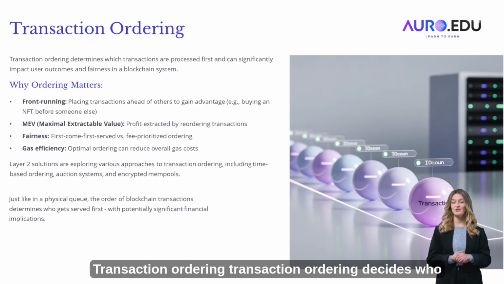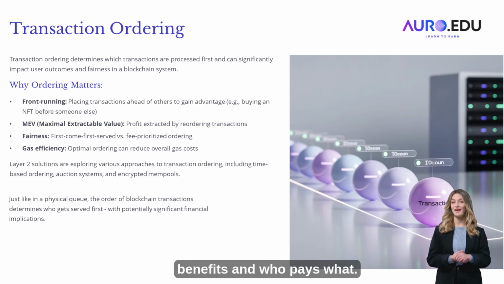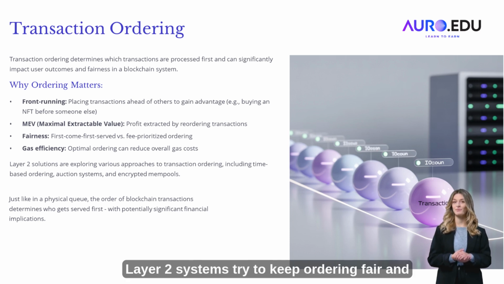Transaction ordering decides who benefits and who pays what. If two people want the same NFT, the order decides the winner. Bad actors may reorder transactions for profit, called MEV, maximum extractable value. Layer 2 systems try to keep ordering fair and transparent. It's like keeping a proper queue at a store.